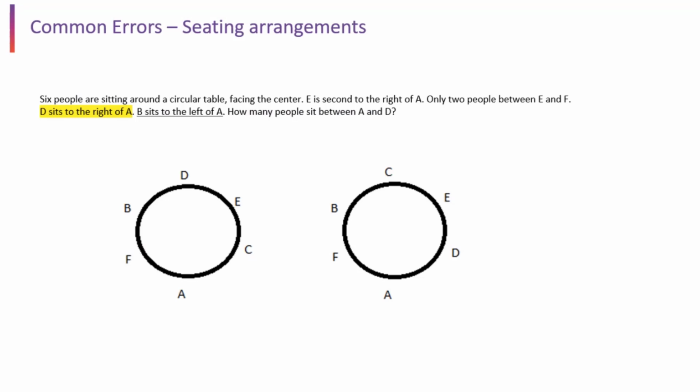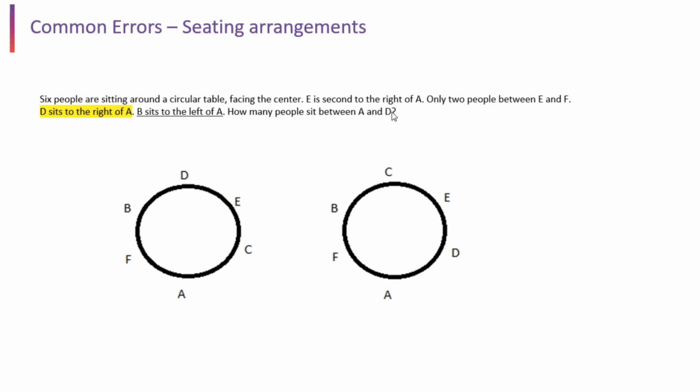Similarly, circular table arrangement. One thing which we have been facing a lot is that the statements are like D is to the right of A. In a circular table, it does not make much sense to say D sits to the right of A. If you see here, D is also to the right of A. Here also D is to the right of A. It's a circular table. Everybody is to the right and to the left of somebody. So it's very important that we specify that D is to the immediate right of it.